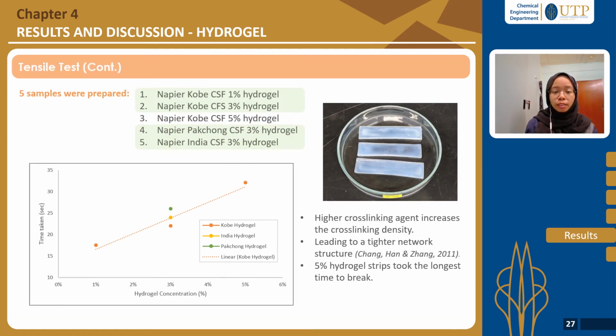As we cannot use the universal testing machine for 1% and 3% hydrogels, we only recorded the time it takes for the hydrogels to break. So we can see here that as the hydrogel concentration increases, the time taken for the hydrogels to break increases as well. This is due to higher cross-link agents increasing the cross-linking density, and this also leads to a tighter network structure. And this explains why the 5% hydrogel strips took the longest time to break.